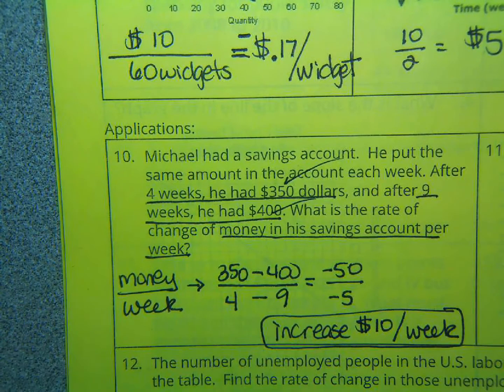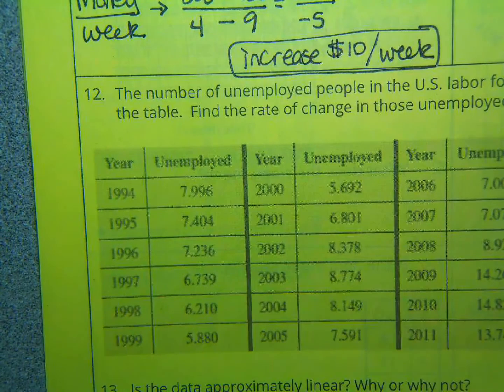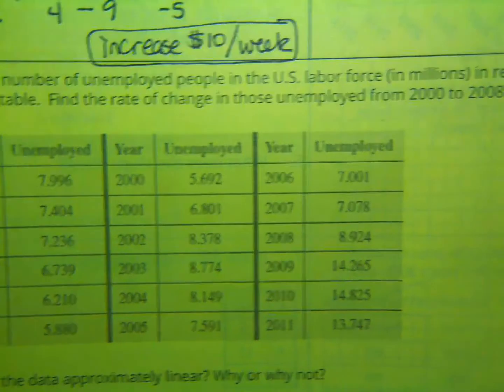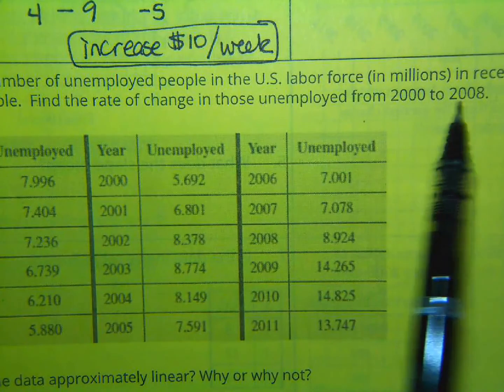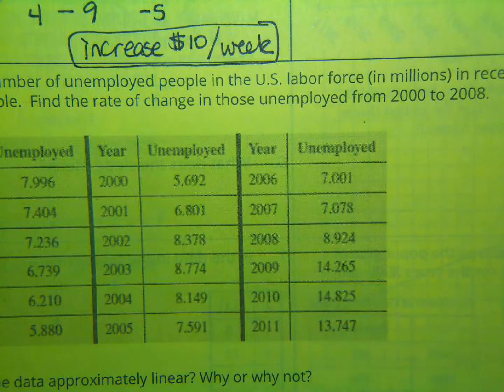The one right next to that is very similar. And then we've got this table. We want to find the rate of change in those unemployed from 2000 to 2008. You just did some problems involving that. So I will leave you at this time to get working on your rate of change and your slope homework.